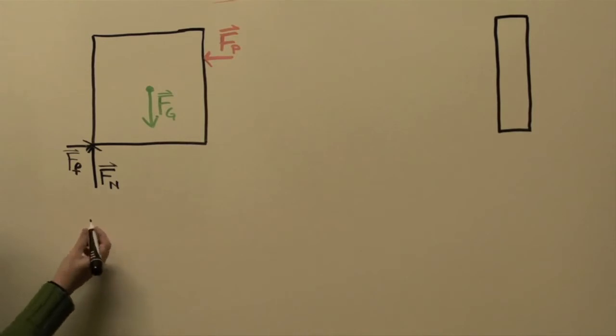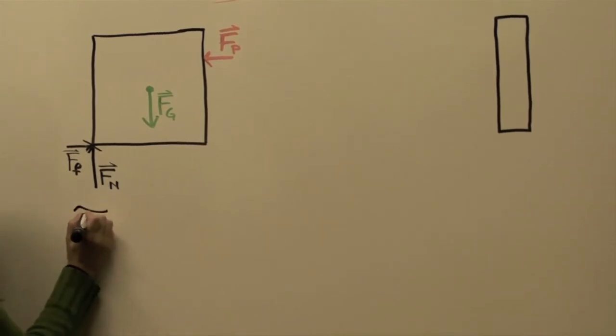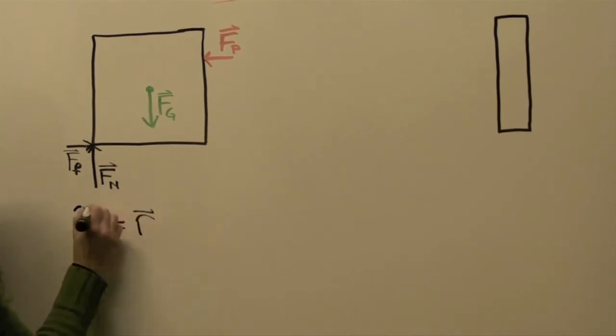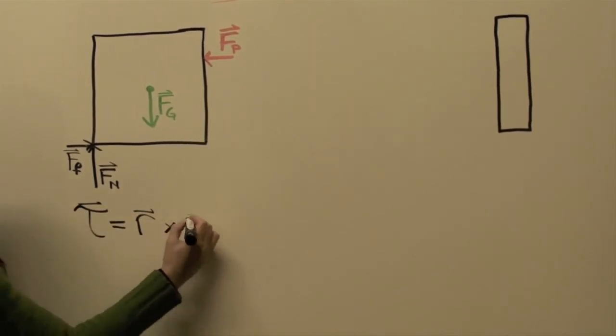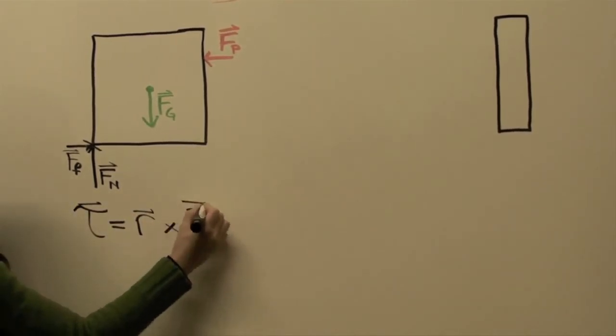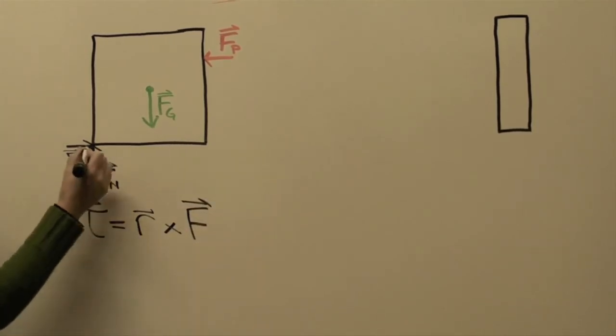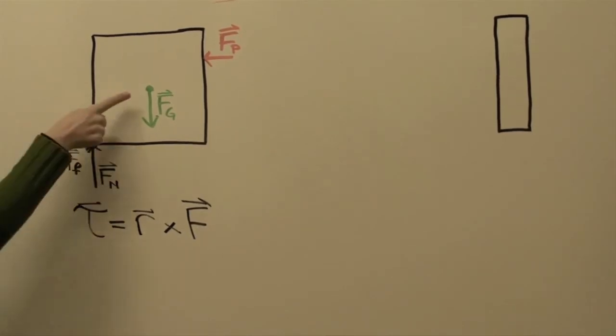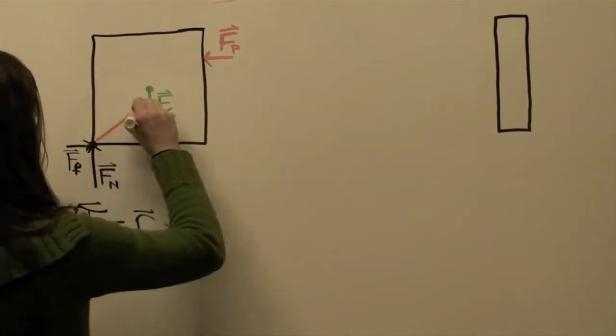Recall that torque is R cross F. That is, torque occurs when a force is applied some displacement distance from a reference point. We can choose any reference point we like, and the net torque we compute will be the same. For this problem, I will choose my reference point to be the pivot point. Why don't you try this problem but choose the center of mass as the reference point? Let's get back to the problem.